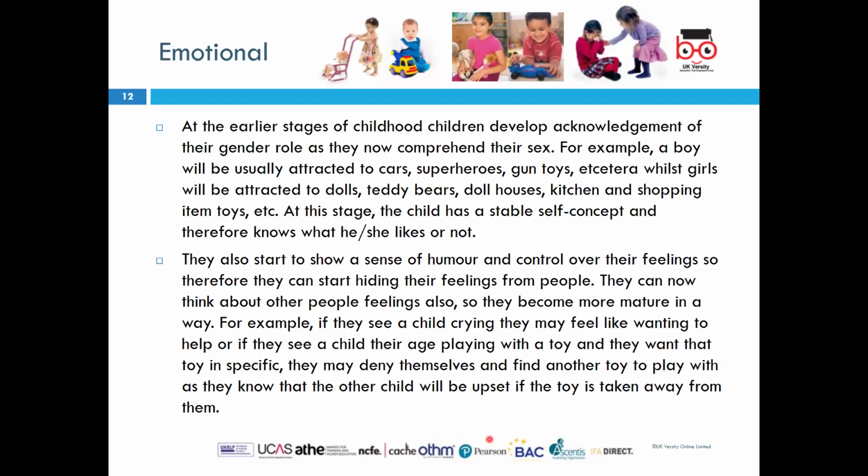That's the way they are. That's the way they see their adults. They also start to show a sense of humor and control over their feelings. So therefore, they can start hiding their feelings from some people. If they see a child crying, they may feel like wanting to help. Or if they see a child their age playing with a toy, they want the same toy. They may deny themselves and find another toy to play with, as they know that the other child will be upset if the toy is taken away from them, for some children.